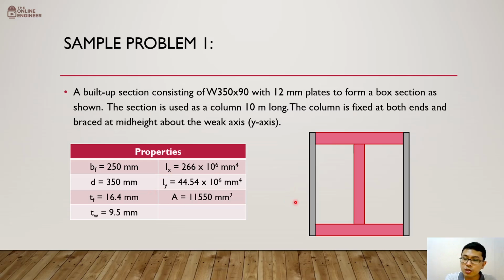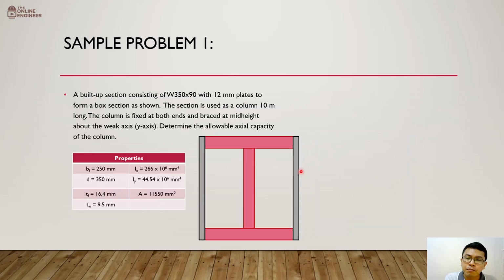And this is what our column looks like. So we have here the red part, that's the W350 by 90, having the flanges shown here, including the web, and we have the plates at both sides. So if we're going to attach the plates here, it will now form what we call a box section.